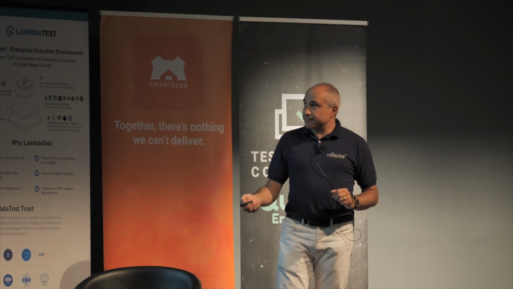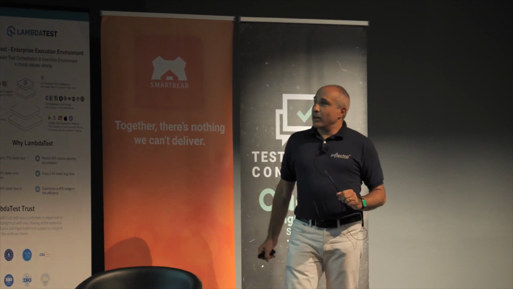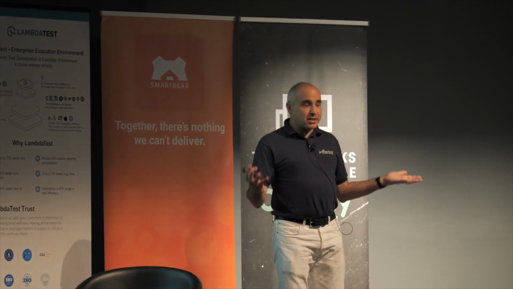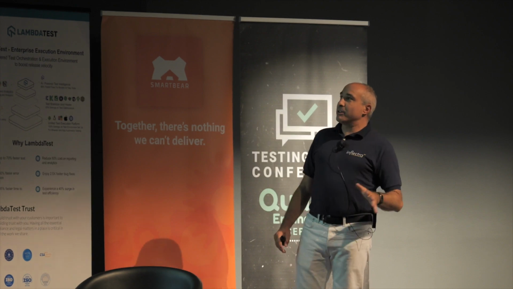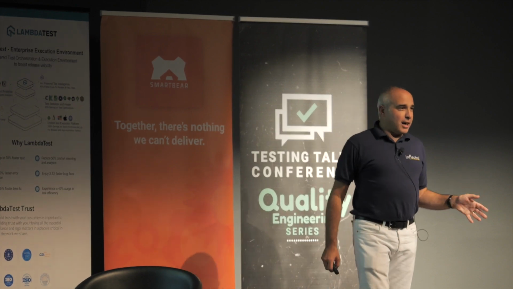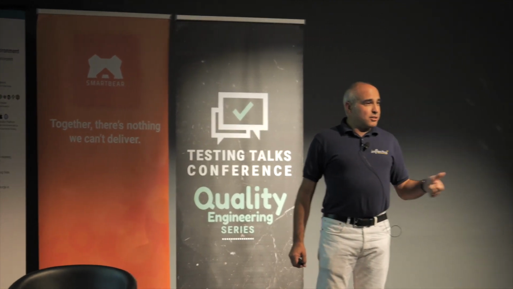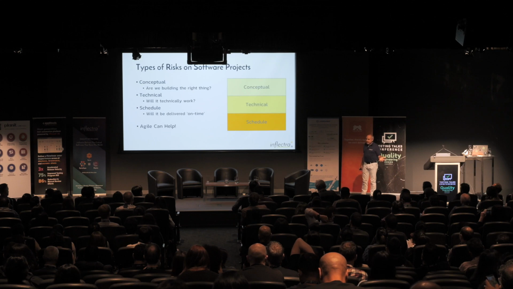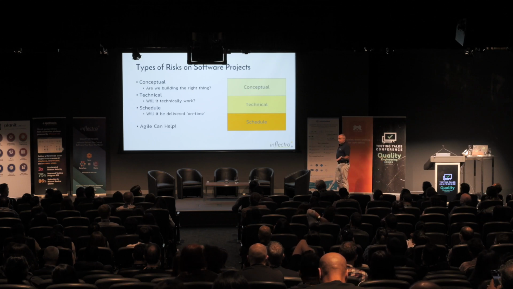So when we talk about software development and building systems, there are actually 3 common risks that you have to deal with. First of all, conceptual risk. The first thing is, are we building the right thing? Like, I can build this great application, but if it's not what the users need, then it's not going to be successful. And conceptual risk comes in many flavors.